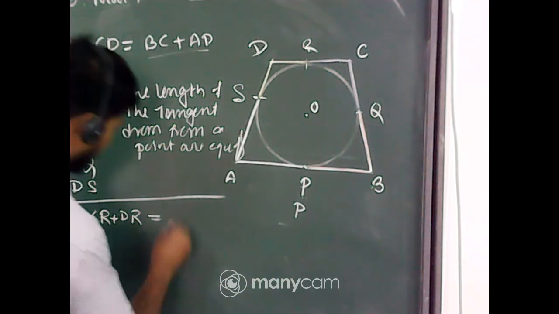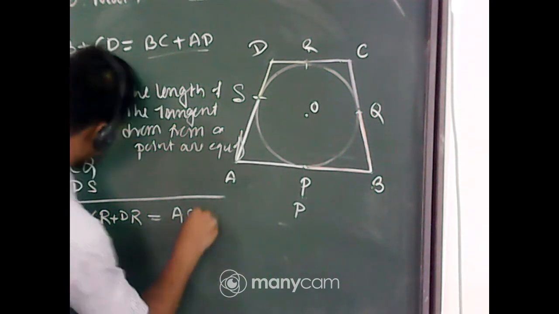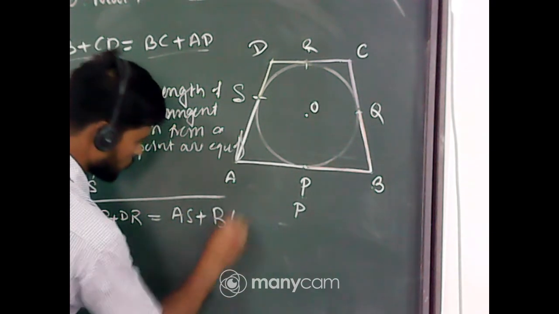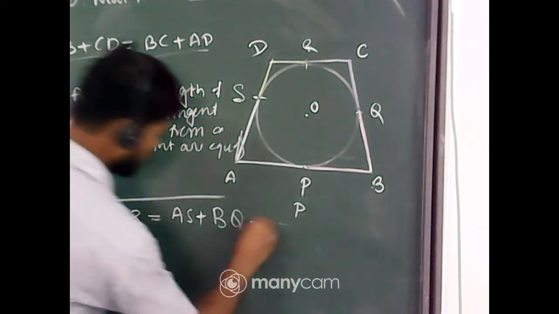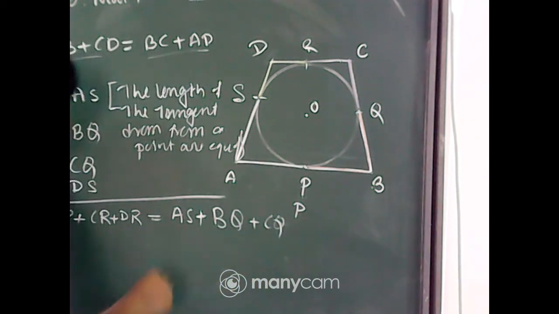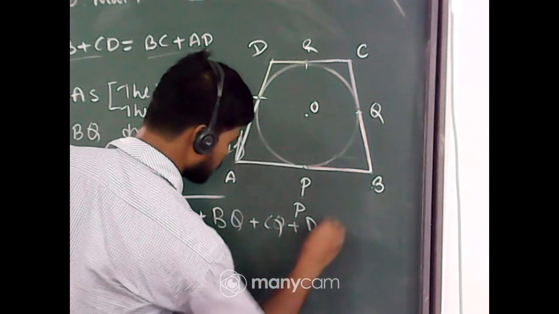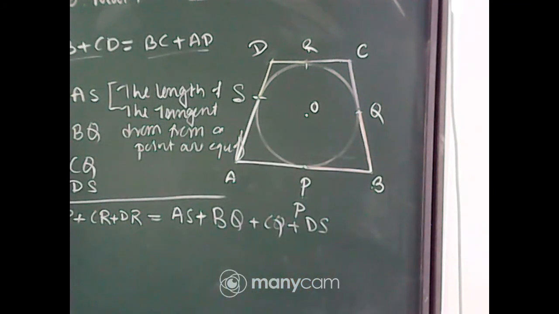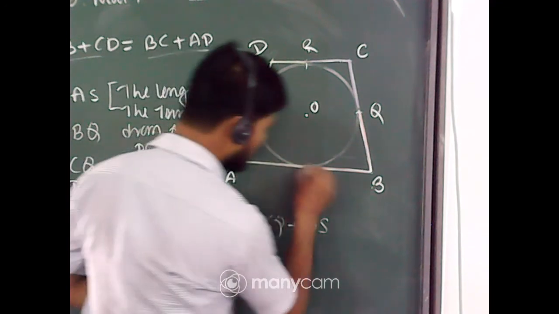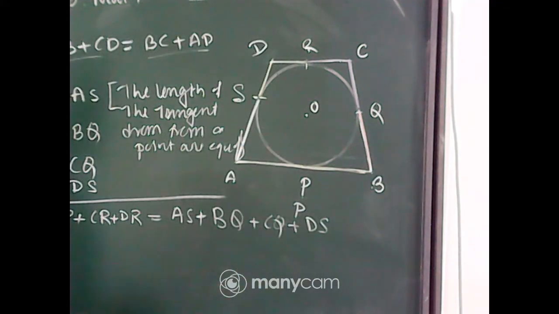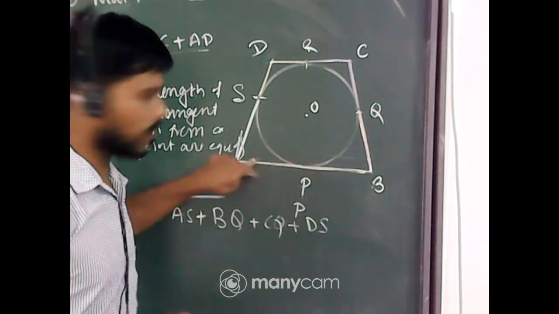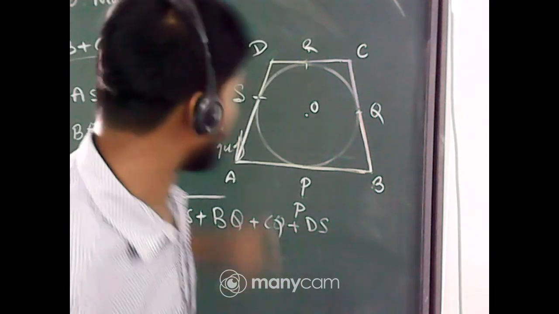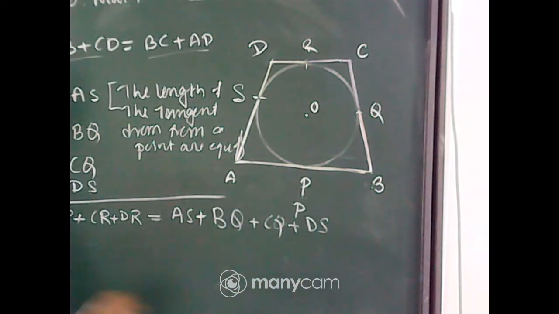So one is AS plus BQ plus CQ plus DS. Now from the diagram, tell me what is the value of AP plus BP. AP plus BP gives you the total length of AB. So AP plus BP will actually be AB.